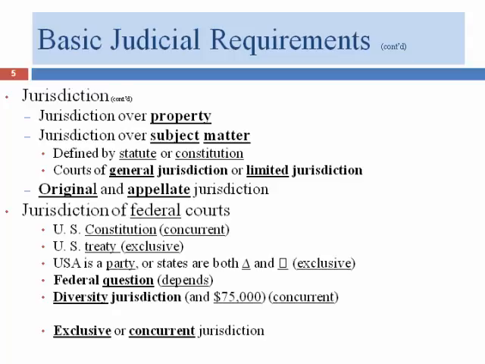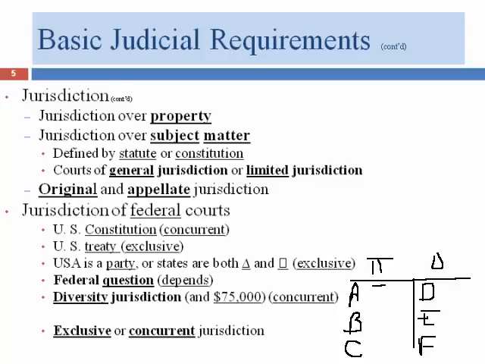So when we're looking at diversity jurisdiction, we're going to look at the state citizenship. And the usual way to do this is to do a T chart. And we'll put the plaintiff here and the defendant here. And then you list all of your plaintiffs. We'll say plaintiff A, plaintiff B, plaintiff C. And maybe there's D, E, and F on the defense side. And then you list their state citizenship. Maybe A is a citizen of Texas. Maybe B is a citizen of Oklahoma. Maybe D is a citizen of Michigan, and E is a citizen of New Mexico.